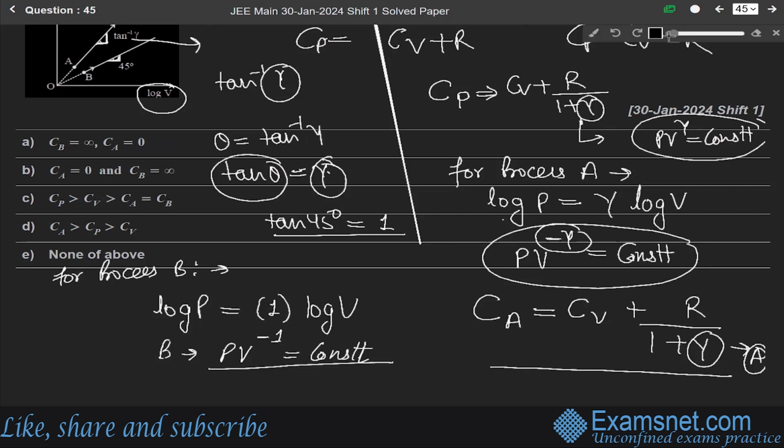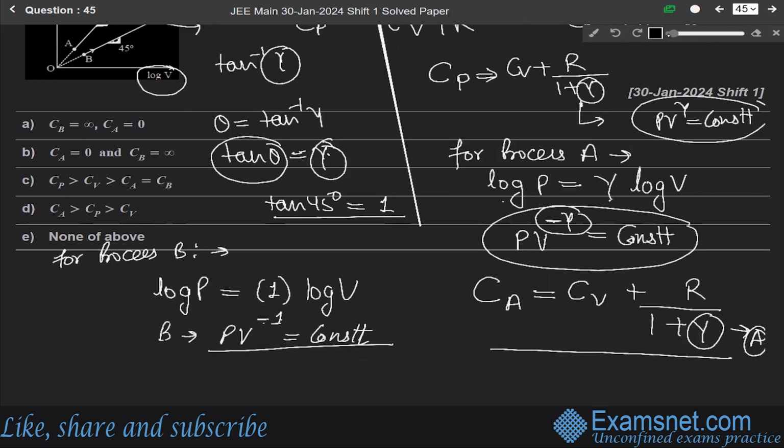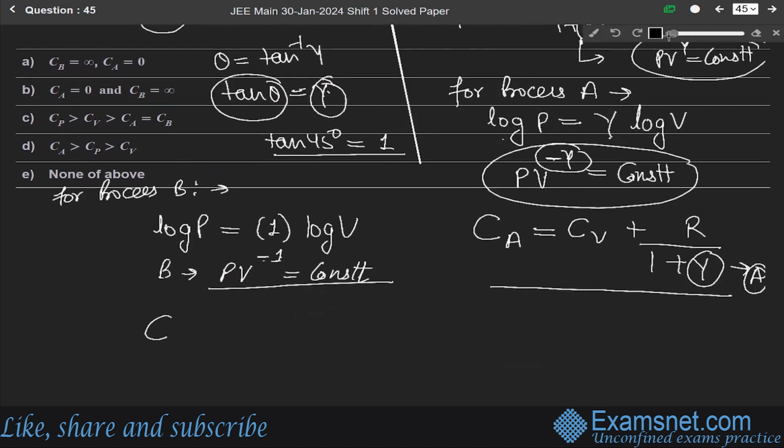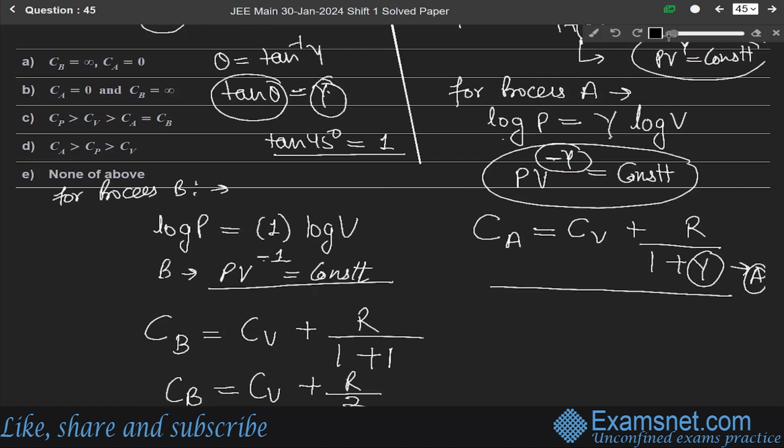Okay. Since in process A the slope is gamma, we write PV to the power minus gamma equals constant. And here the slope is 1, so we write PV to the power minus 1 equals constant. So for process B, we can write CB equals CV plus R over 1 plus gamma, and here gamma is 1. So 1 plus 1 is 2. So CB equals CV plus R over 2. Okay, this is for process B.